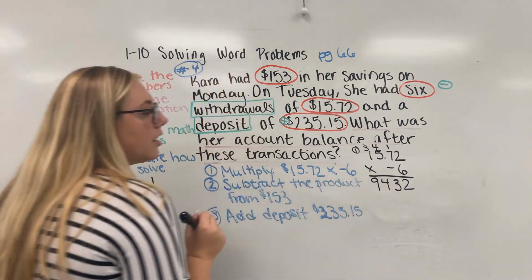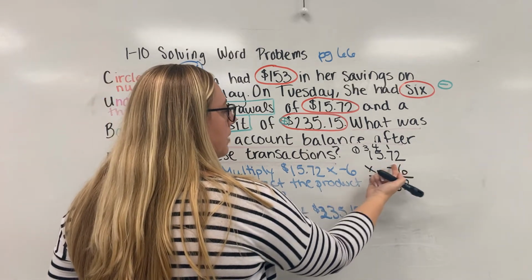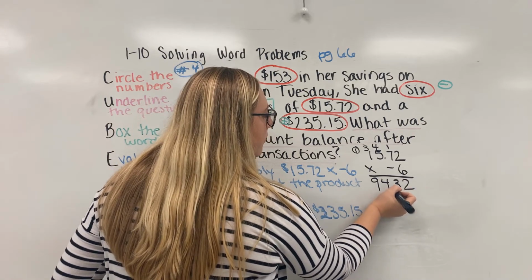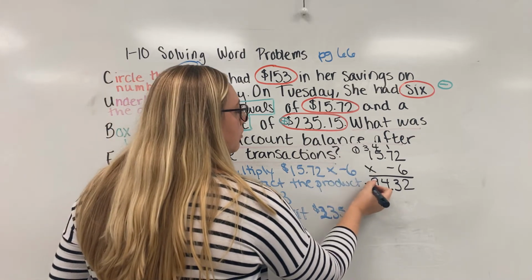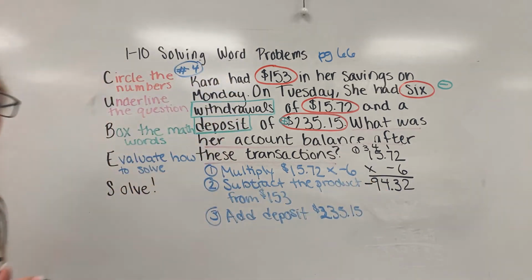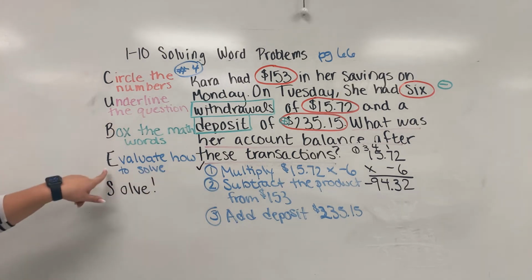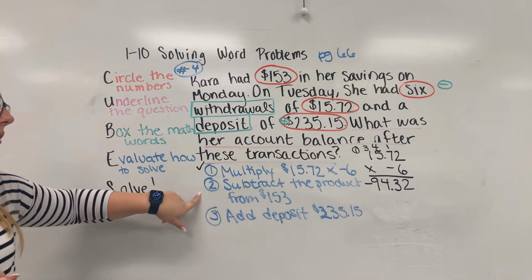So I'll have 9, 4, 3, 2, and then we're going to take a look here where our decimal place goes. In my column, I have 2 place values, so I'm going to move it over 1, 2 spots. And then I had a positive number and a negative number here, which means that 94.32 is going to be a negative number. So there we go, we've done our step 1. Our step 2 that we've chosen in our evaluate section is subtract the product from 153.